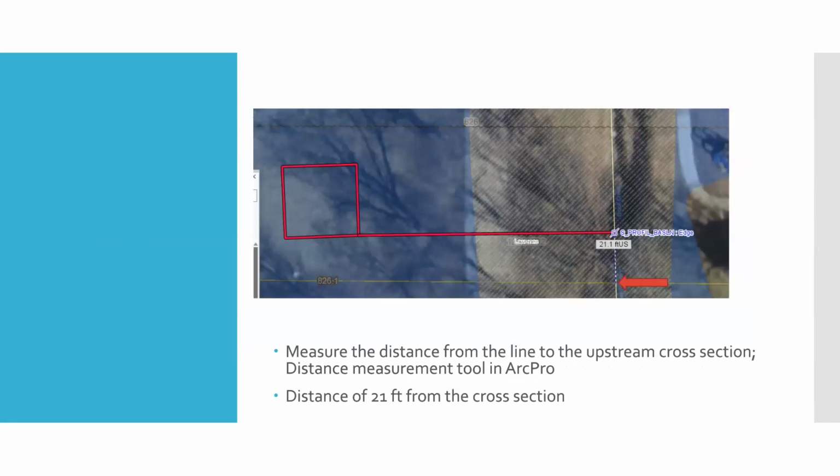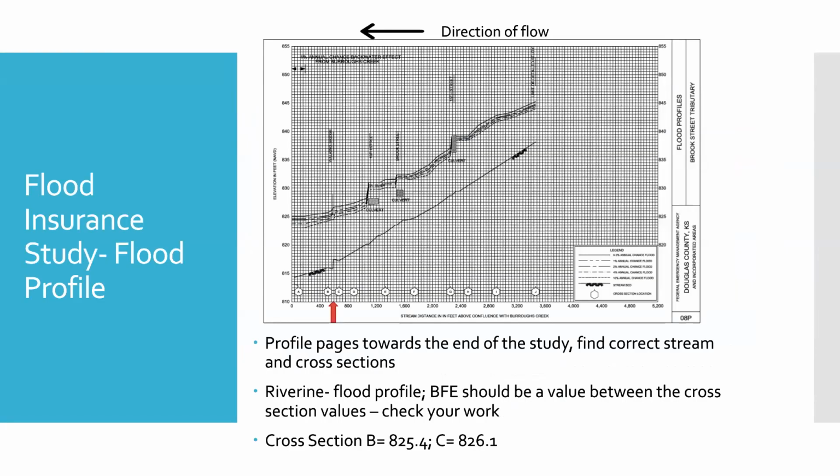So I've got my horizontal line as close to parallel to that stream profile baseline as possible. And now I'm measuring from my upstream cross section to that line where it intersects the profile baseline. So I've measured a distance of 21 feet from cross section C. So now I know approximately where my site is.